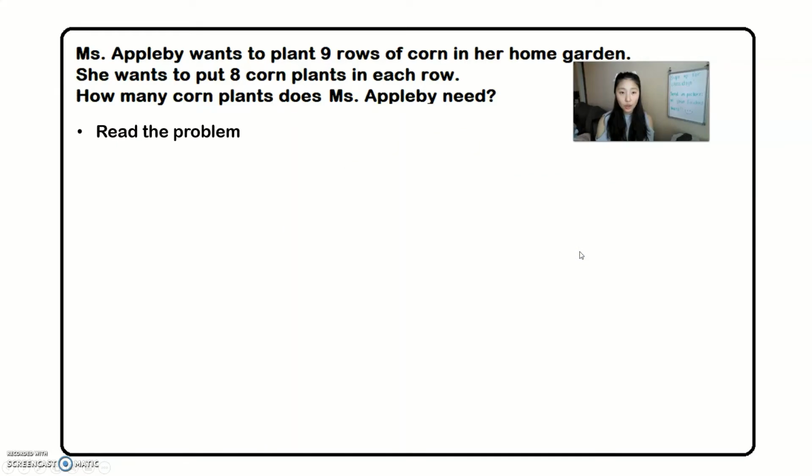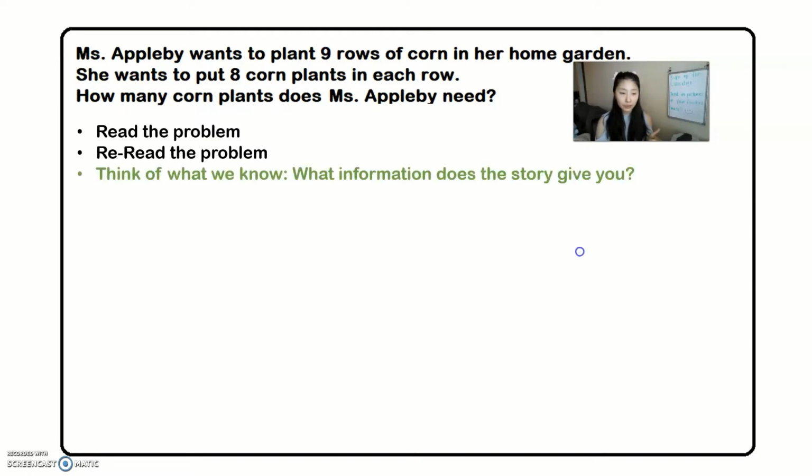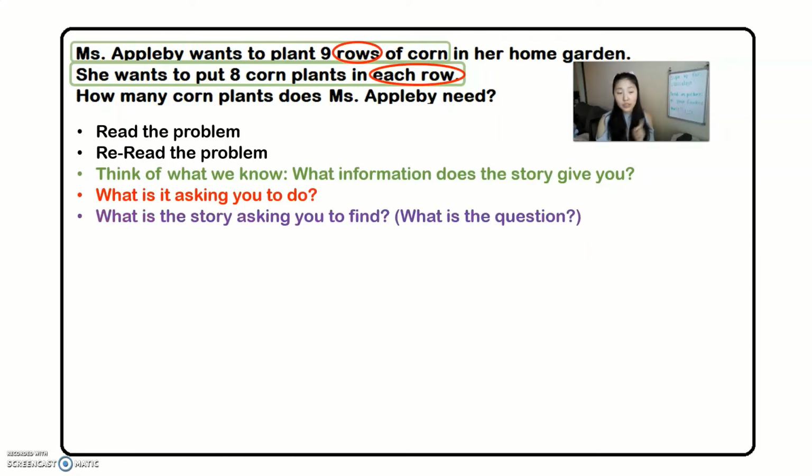Now, we're going to go through it so I can explain a couple parts and then you're going to solve the problem. You ready? So we already read the problem. Now we already thought about all the information we know. We're going to highlight that information again. Miss Appleby wants 9 rows of corn. She wants to put 8 corn plants in each row. It's asking you to think about rows and think about each row. It's asking you to find how many corn plants Miss Appleby needs to buy. Think about if she needed to go to the store right now. You only want to make one trip.